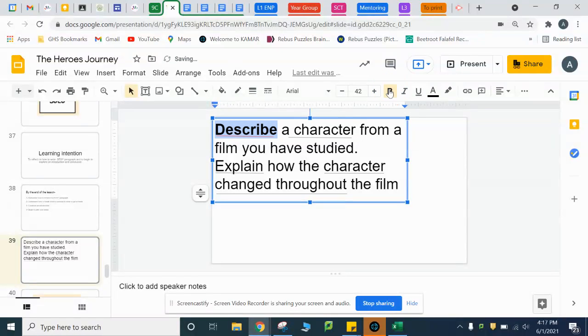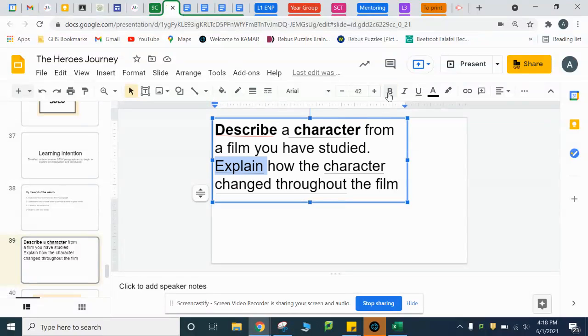And today I'm just going to put them into bold. So first of all, my keyword here is describe. My second keyword there is character. We don't need to worry about "from the film" or "from a text that you've studied", like many questions have, because we know that we're studying that text or that film. So we don't need to put that down as a keyword.